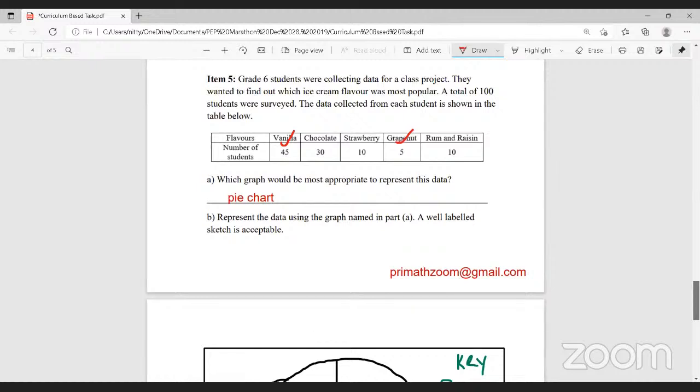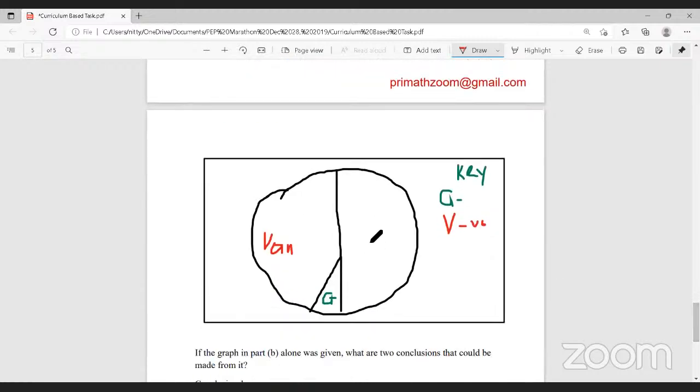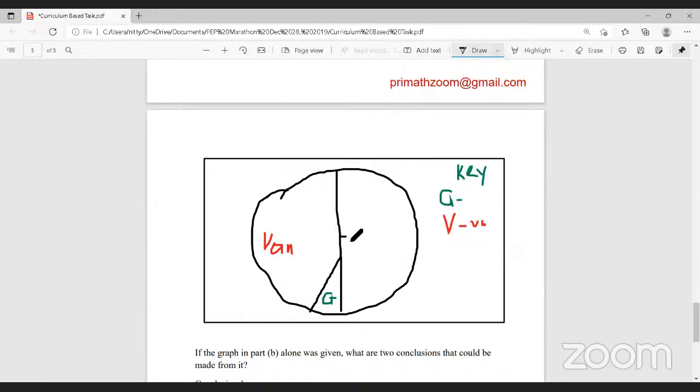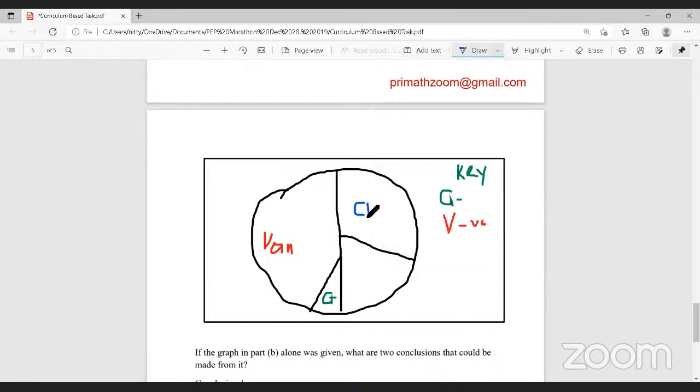All right, so we have chocolate 30, and half of this 50 would be 25. So a little more than half can be 30. So let me go ahead and draw that in. This would have been half, so a little more than half can be 30, and that can be my chocolate. I hope you're drawing yours as well. I'm going to put CH for chocolate, and each time I write something, I'm adding it to my key. So blue is chocolate, and I'm going to write out the whole word chocolate.